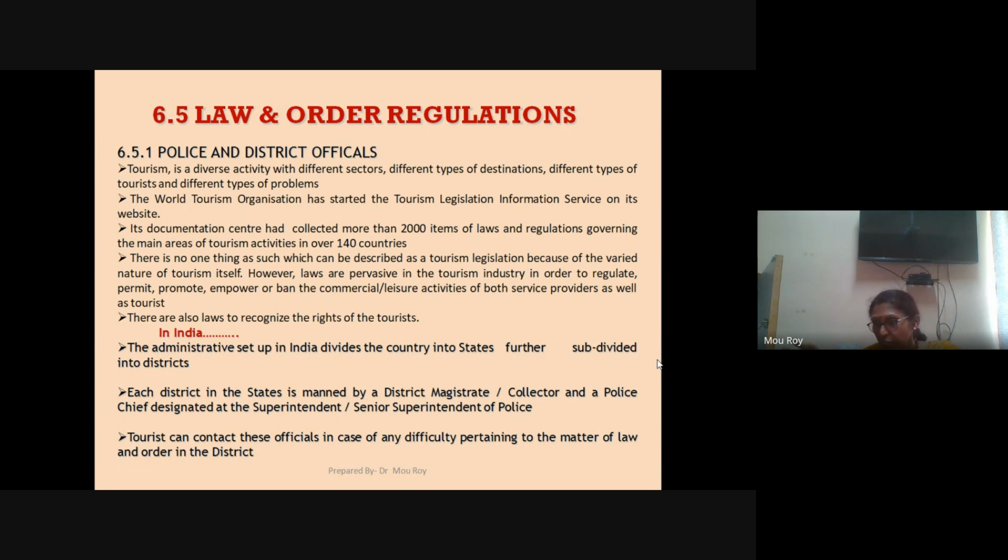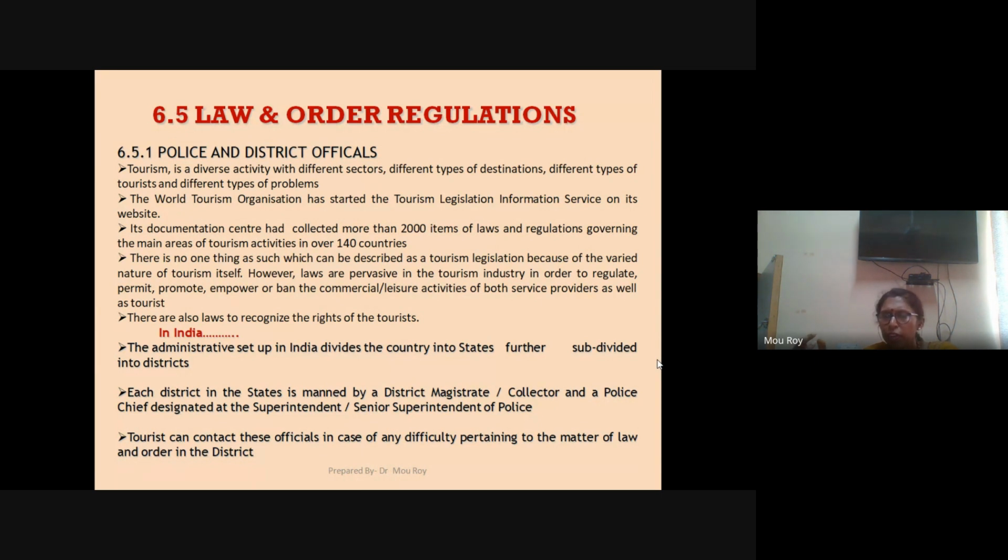As you know, there are states, there are union territories, and then the states also have districts, and each district in the state has a head. We have a district magistrate as the head of a district. These laws, regulations, and policies are framed by lawmakers, and district magistrates are also there.